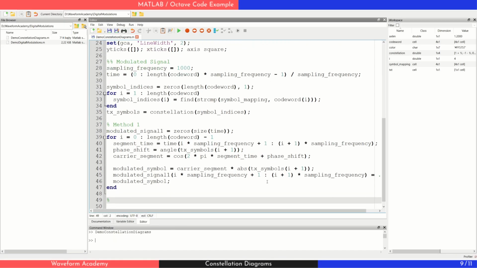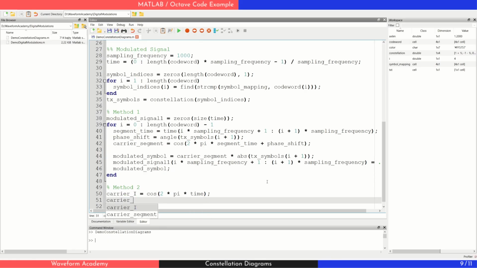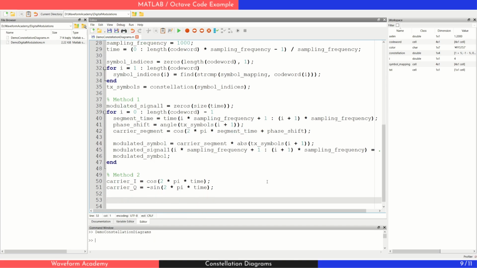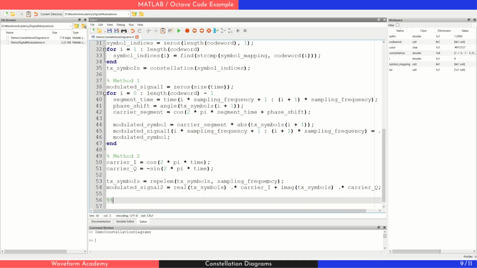Next, let's look at the second method, which uses IQ modulation, the approach explained in the theory section. We define two carrier signals, a cosine wave for the I component and a negative sine wave for the Q component. To ensure the symbol and carrier vectors match in length, we repeat each transmitted symbol 1,000 times. We then modulate by multiplying the I components, real parts, with the cosine carrier and the Q components, imaginary parts, with the negative sine carrier, then add the two results together. Finally, we plot the outputs.